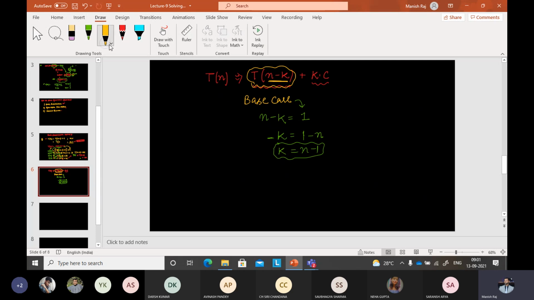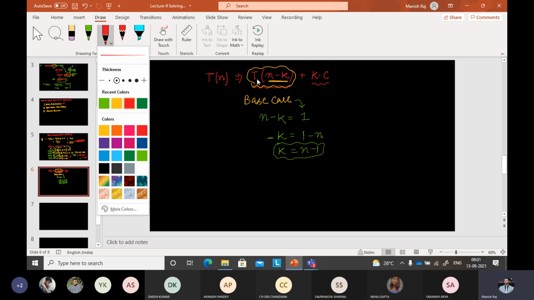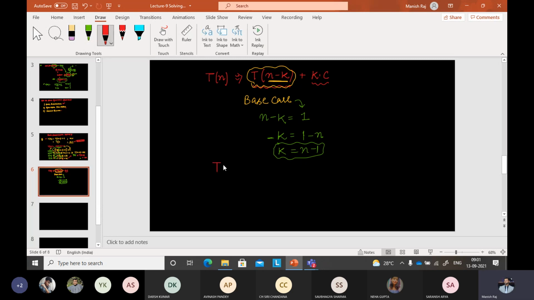नाउ यू कैन पुट द वैल्यू सर. सो tn विल बी क्या होगा, रिलेशन अब क्या बन गया, जब बेस केस को मैंने पुट कर दिया तो यू कैन से सर tn-k को तो मैंने 1 ले लिया था, तो यू कैन राइट सर दिस इज t1. ओके, प्लस k की जगह मैं क्या लिख सकता हूँ, बताओ यहाँ पे k की वैल्यू कितना है, n-1 इंटू c, और इंटू 1 भी लिख सकता था, इंटू c लिख लो कोई दिक्कत नहीं है. c की जगह 1 ले लोगे, दैट इज ओके. ओके, ये मैंने कर लिया.